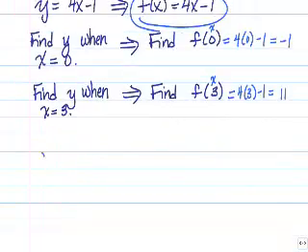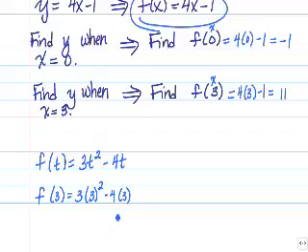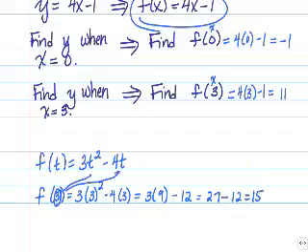If I have f of t is equal to 3t squared minus 4t, and I want to find f of 3, I'm going to replace my t with 3. So I'd have 3 times 9 minus 12, or 27 minus 12, which is 15. Okay. So whatever number is inside the parentheses is just the value that's going in place of the variable. That's all you do to evaluate a function.